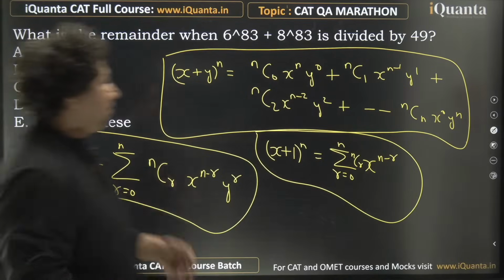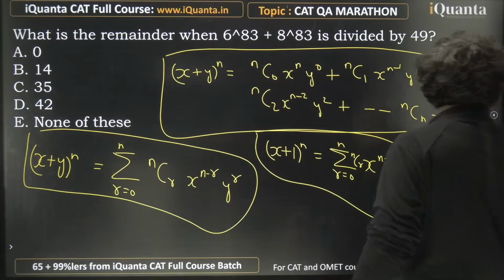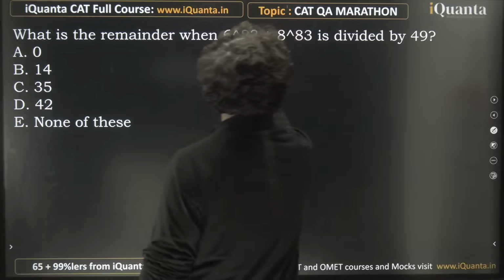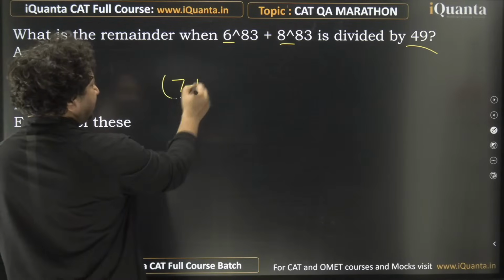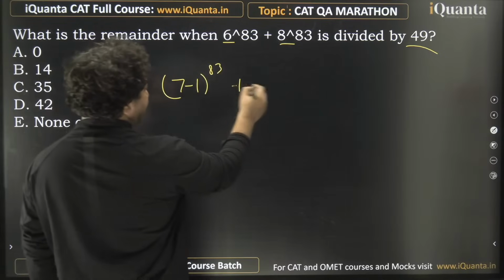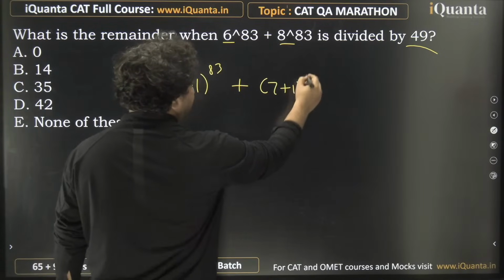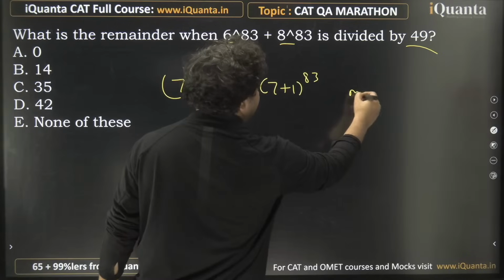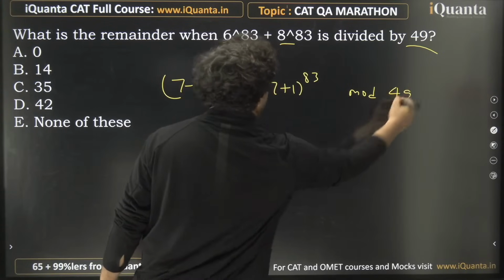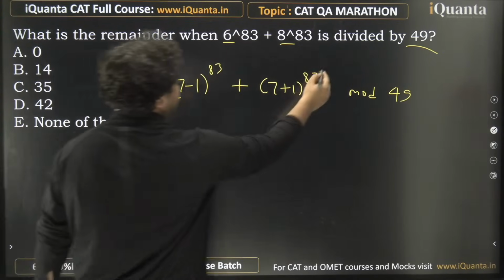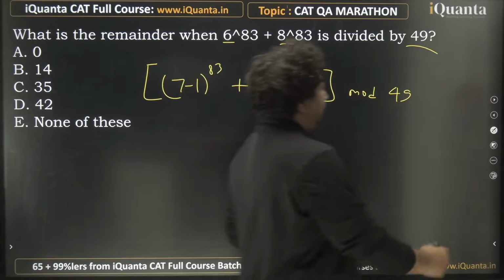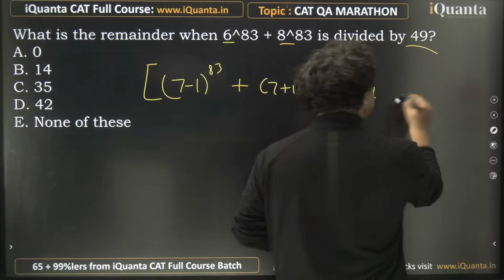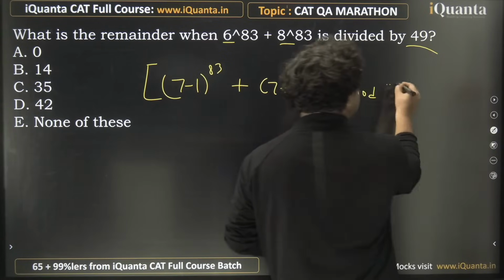चलो अब जल्दी से मैं इसको यहाँ यूज करूंगा फॉर दिस वन. So as you can see, this is 6, this is 8, this is 7 square. So 6 can be written as 7 minus 1 to the power 83. 8 is 7 plus 1 to the power 83. And we have mod 49 over there. And 49 in itself is 7 square. So I can replace this 49 with 7 square.